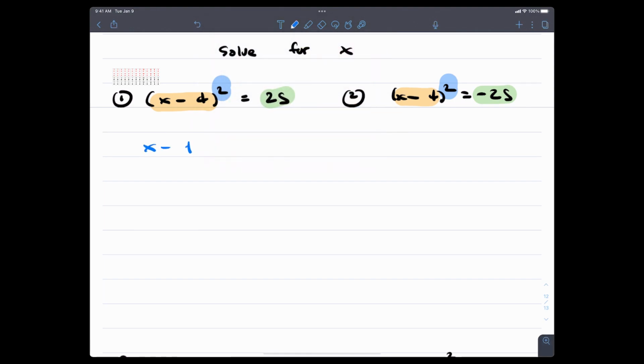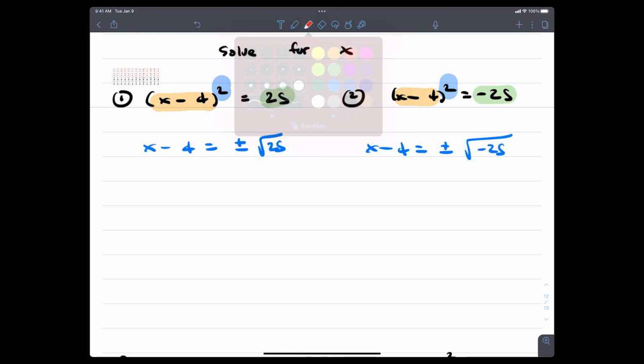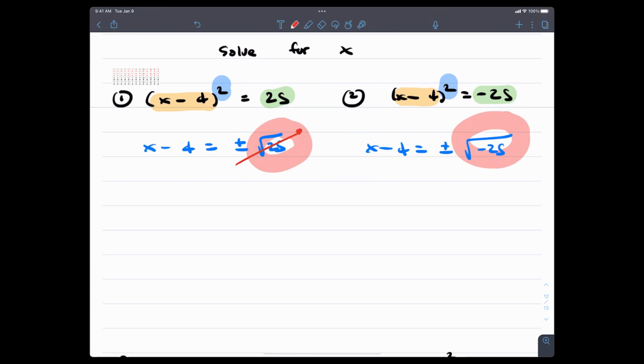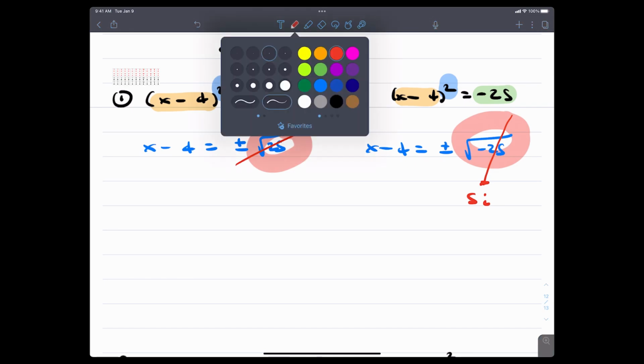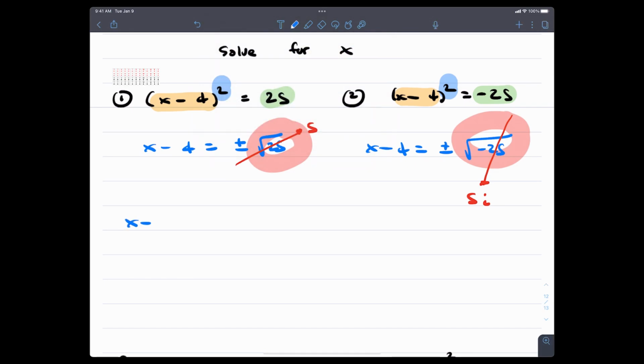Get x minus 4 plus or minus square root of 25. X minus 4 plus or minus square root of negative 25. Remember, what do you need to know? You need to simplify or evaluate. What is the square root of 25? This one's 5. Good. And what is this one? 5i, ladies and gentlemen. So compare and contrast, okay? Go through the process. I'm going to share that with you guys here.